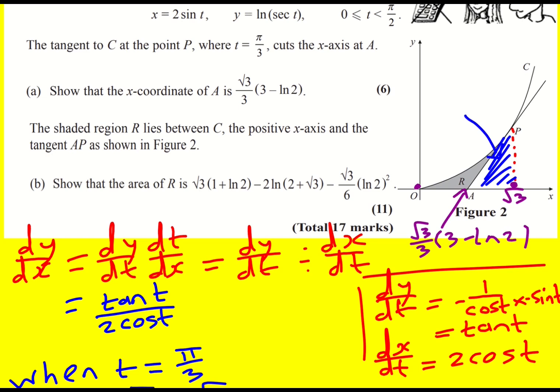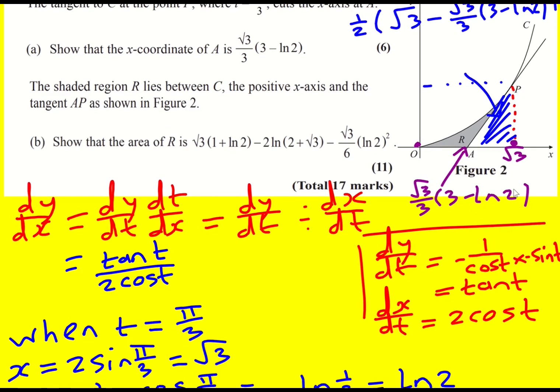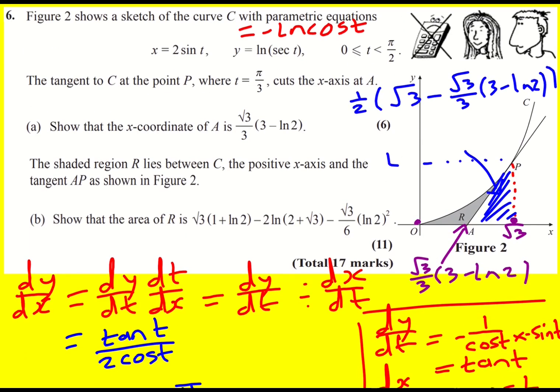Now, it might be worth just finding the area of this triangle right now. So it's going to be a half base times height. The base is going to be the difference between root 3 and that thing from before, root 3 over 3 times 3 minus ln 2. We also found the value of y earlier. At this point, it was ln 2. So in fact, I can just add that on. I'm going to put it at the start because I can fit it in.